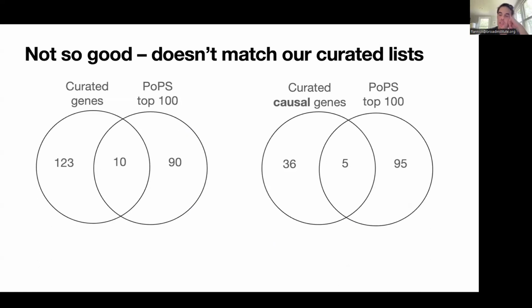But there are some limitations, especially as it pertains to our goal of enfolding this into a genetic support system on the portal. So first off, the top POPs genes don't match the curated gene lists that we have. So for type 2 diabetes, we have a list of about 133 genes that were curated by our collaborators, Mark McCarthy and Anubha Mahajan, as well as a subset of those that are very, very likely to be causal. And you can see by this Venn diagram that a very small fraction of these are in the top 100 POPs genes genome-wide.